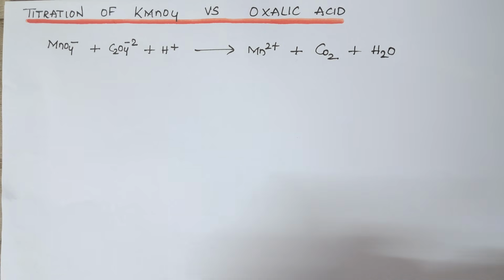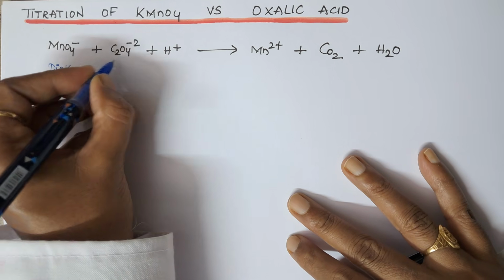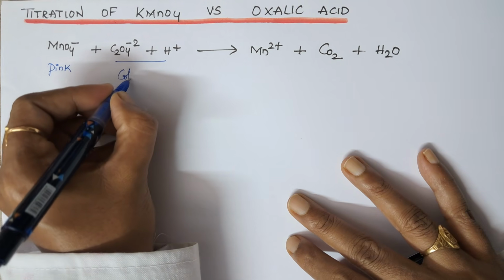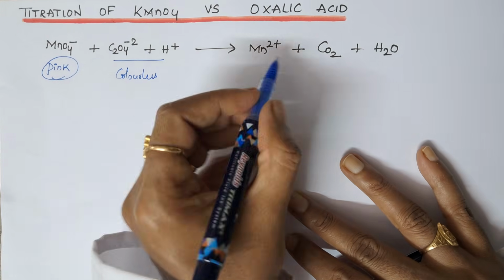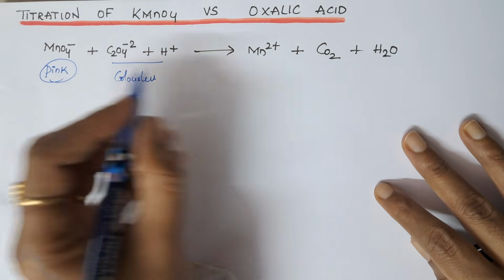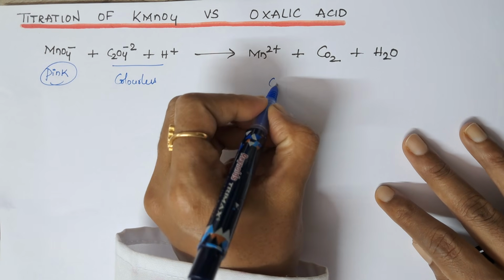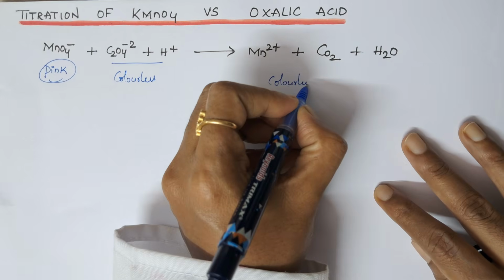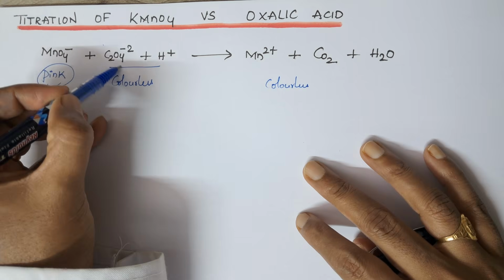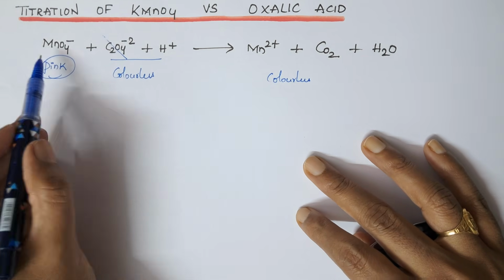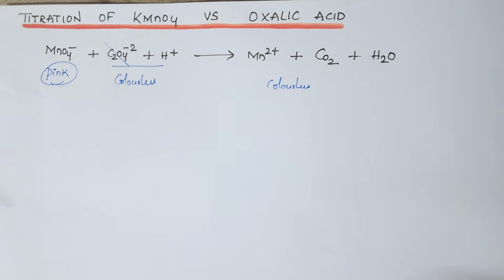If you observe, this permanganate ion is pink color, which we take in a burette. This, which we take in a conical flask, is colorless. With every drop you add, this pink color permanganate ion reacts with this colorless oxalate ion and converts into manganese ion, CO2 and water, all colorless. That is the reason the total solution stays colorless. But once everything in the oxalate ion is consumed, whatever extra drop of permanganate ion you add appears as a pink color. That is our end point.